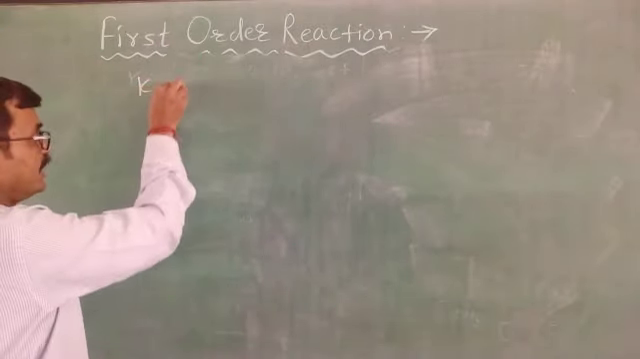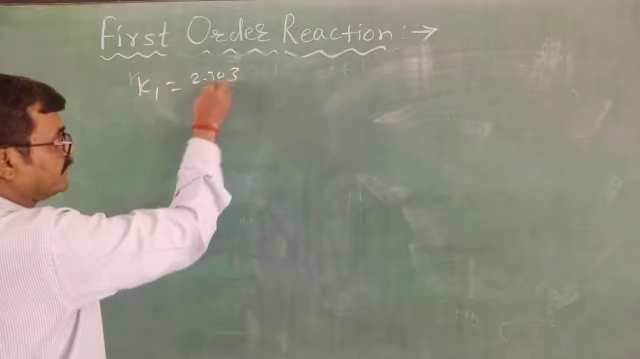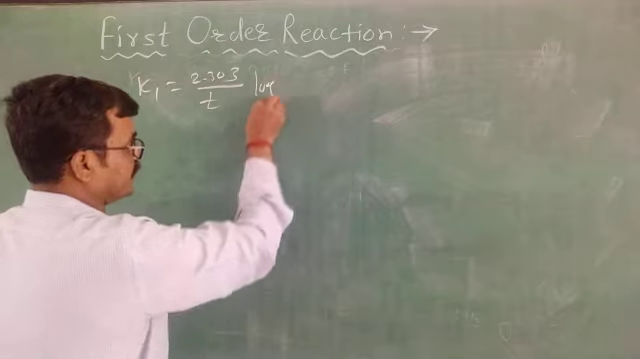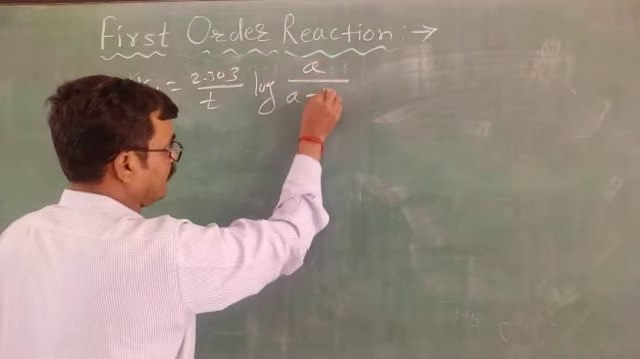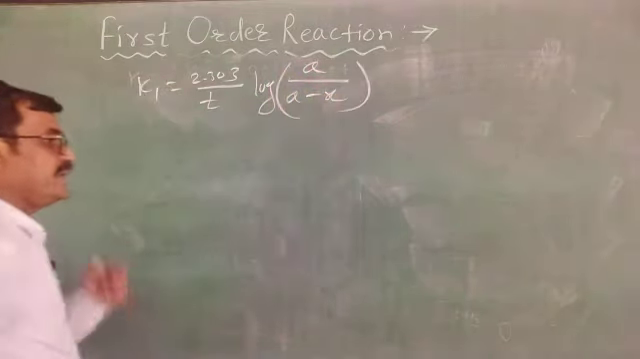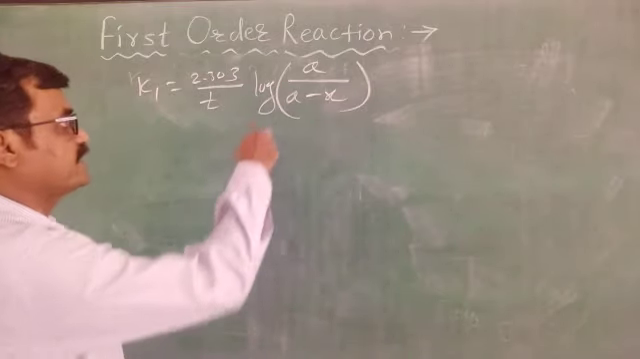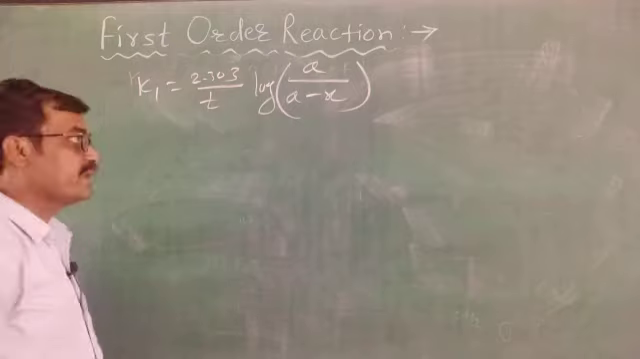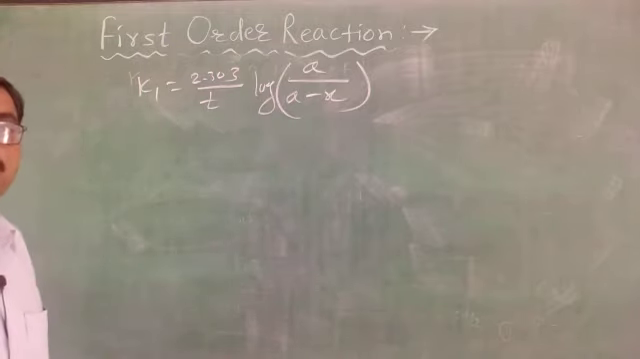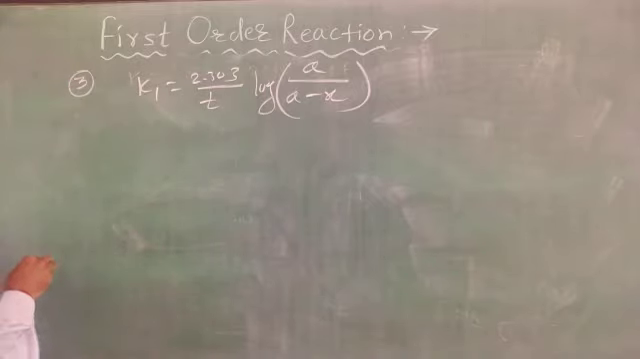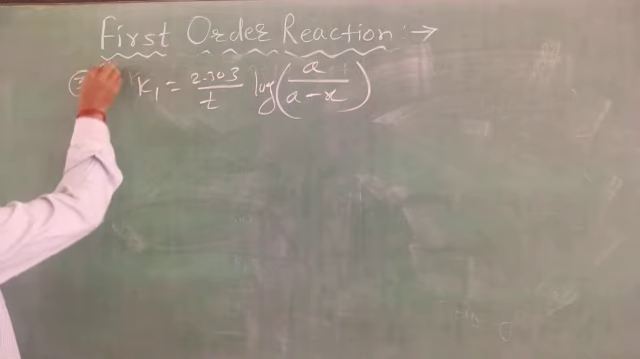As you know, rate constant of first order reaction is k1 equals 2.303 log to the base 10 a upon (a minus x), where a is the initial concentration of the reactant, a minus x is the concentration of the reactant at time t. k1 is the rate constant of first order reaction. Okay, now we have to see the third characteristic, that is graphical representation.